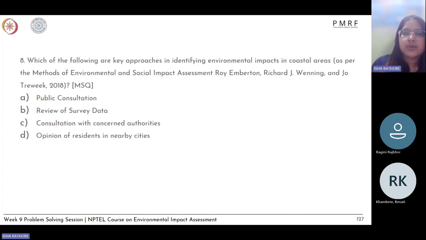So which of the following are key approaches in identifying environmental impacts in coastal areas as per the methods of environmental and social impact assessment? Roy Emberton, Richard J. Wenning, and Joe Trevick, 2018. So it's a multiple select question, hence MSQ. A, public consultation, B, review of survey data, C, consultation with concerned authorities, or D, opinion of residents in nearby cities. So more than one option can be correct in this question. So what are the key approaches which we use in identifying the environmental impacts on coastal areas?